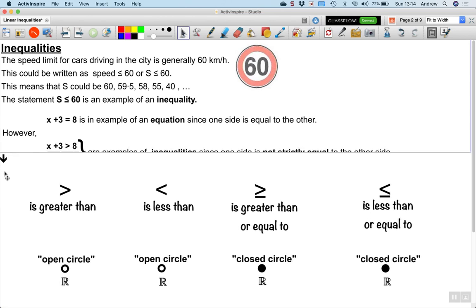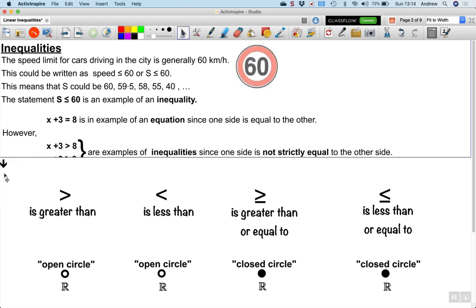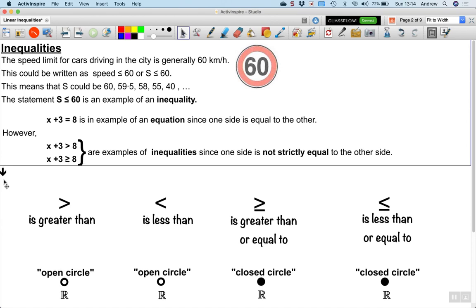However, this thing here is an inequality. So we can have x plus 3 is greater than 8. That's what this symbol here means, greater than 8. And this symbol here means greater than or equal to 8. And these two are examples of inequalities, where one side is not strictly equal to the other. It can be greater than, less than, greater than or equal to, less than or equal to.